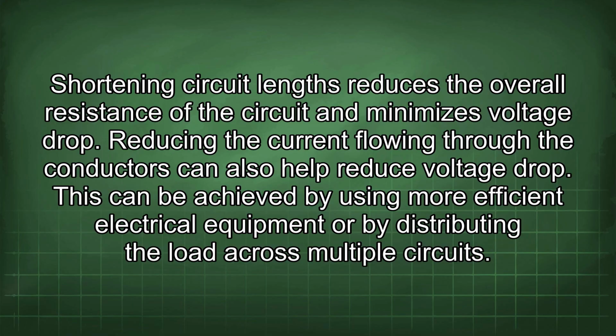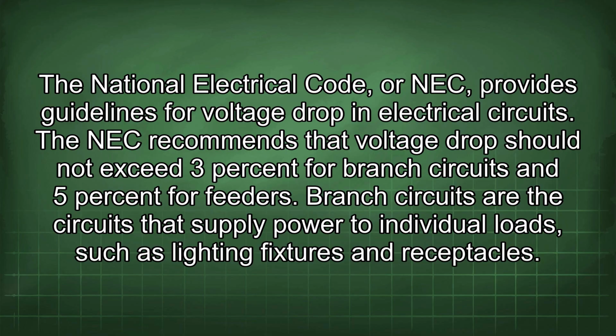Reducing the current flowing through the conductors can also help reduce voltage drop. This can be achieved by using more efficient electrical equipment or by distributing the load across multiple circuits. The National Electrical Code, or NEC, provides guidelines for voltage drop in electrical circuits. The NEC recommends that voltage drop should not exceed 3% for branch circuits and 5% for feeders.